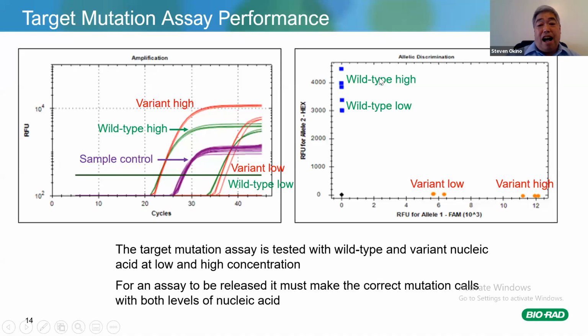The wild type high and low were called as wild types, and the variants high and low were called correctly as variants. So for an assay to release these mutation calls, we need a high and a low. And actually we do other work to make sure it's not picking up something that's very similar. So this is the basics on how we'll QC an assay that we developed in order for it to be released to the public.